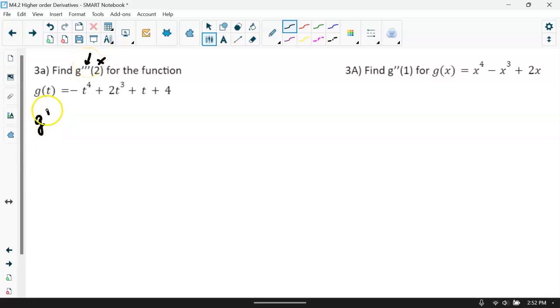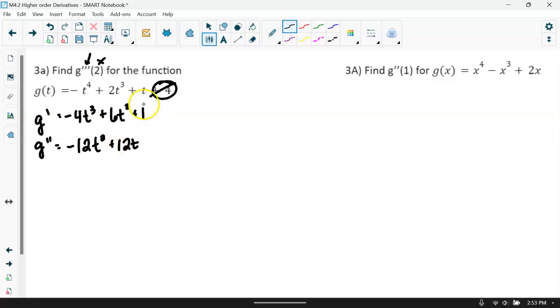So here we go. Our first derivative is -4p to the third plus 6p squared plus 1, right? So again, power rule, bring down, subtract 1, bring down, multiply here, subtract 1, derivative of a constant is 0. So now the second derivative is -12p squared plus 12p. And then remember, right, derivative 0. So now the third derivative, this is what we're looking for, is -24p plus 12.